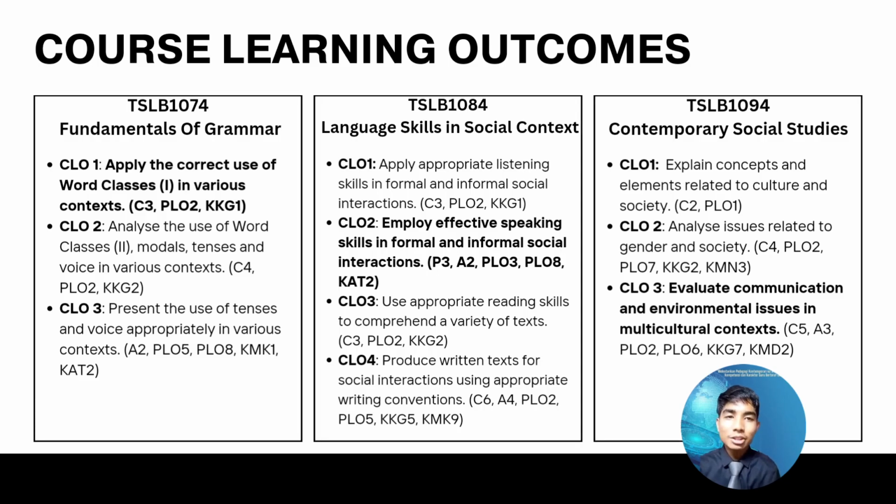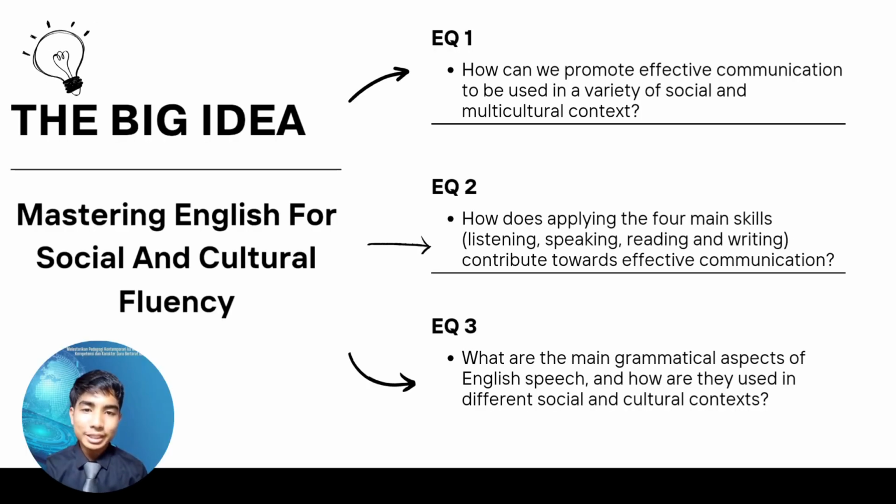As you can see, these are the course learning outcomes, or CLOs, which come with each subject. However, through thorough discussion, we've decided to highlight one CLO for each subject which we believe fits the most with the TBI for all three subjects. The main, or the big idea, which comes with all three courses is mastering English for social and cultural fluency. And what this does is it raises three essential questions.